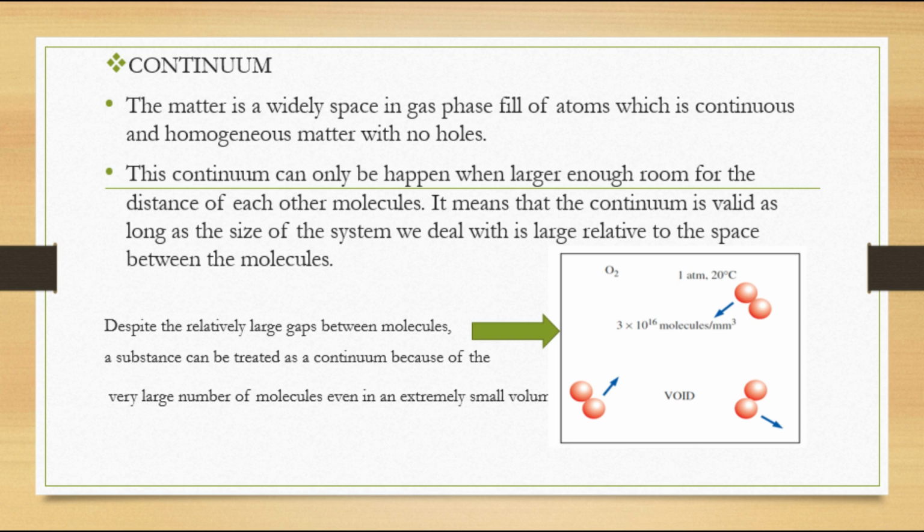The figure below shows the continuum can happen despite the relatively large gap between molecules. A substance can be treated as a continuum because of the very large number of molecules, even in an extremely small volume.